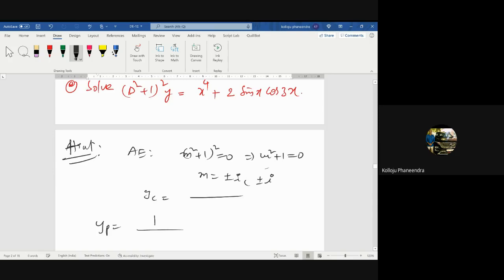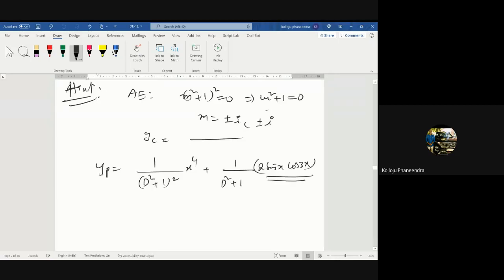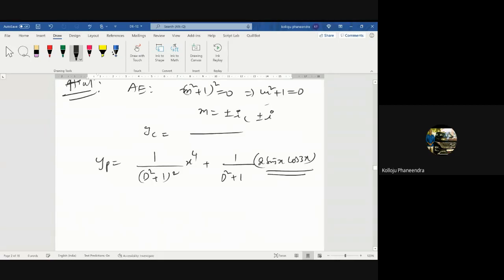Coming to yp, 1 by (D square plus 1) whole square, x to the power of 4 is one part, and 1 by (D square plus 1) whole square, 2 sin x into cosine 3x. Now for this there is no direct method available, sin x into cosine 3x. If a single function is there, sin x or cosine 3x separately, the method is available.